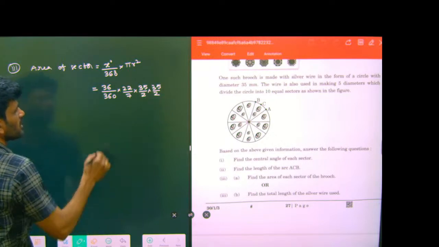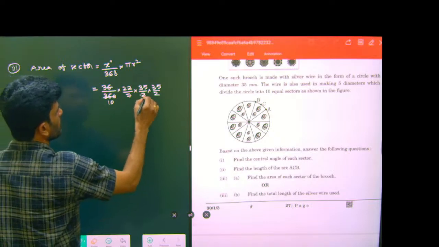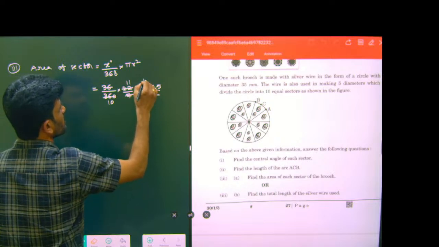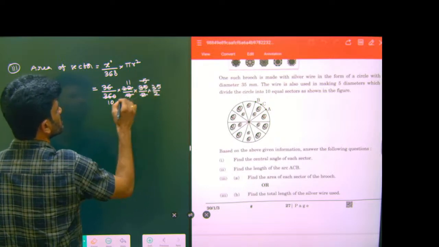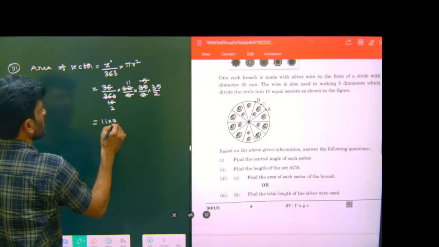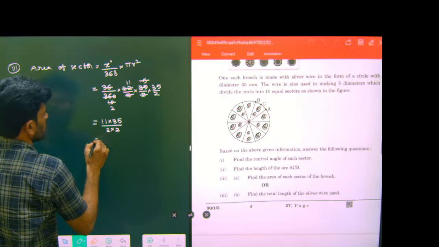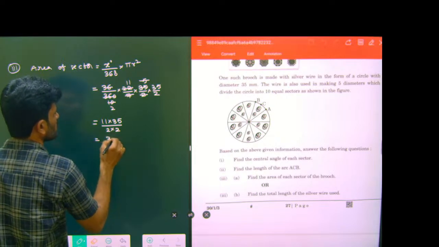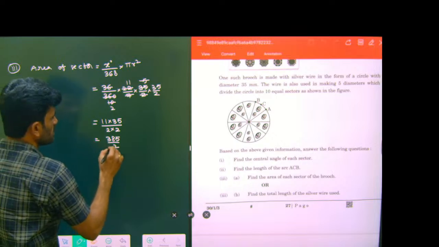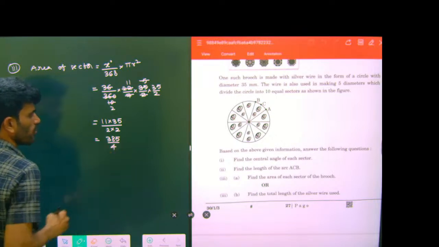So what will it be? 36 ones are 36, 36 tens. Then 2 ones are 2, 11s are here. 7 ones are 7, 7 fives are 35. Again 5 ones are 5, 5 twos are 10. So what is it? 11 into 35 by 2 into 2, which is, 11 into 35 is 385. 385 by 2. Now if you cancel this, 385 by 4.